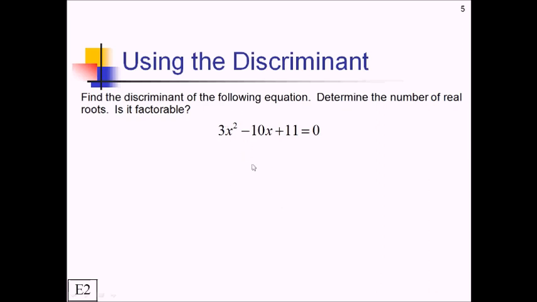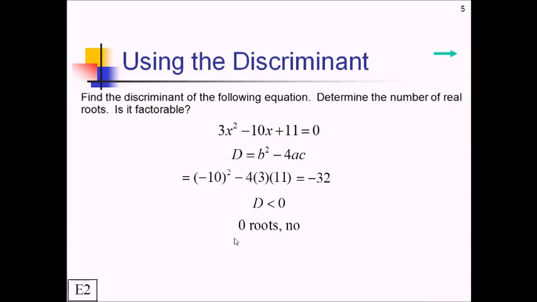Second example, we've got negative 10 squared minus 4 times 3 times 11. So that'll be 100. And let's see, this is going to be whatever 12 times 11 is, so 100 minus 132, so negative 32. So we have a discriminant that's less than 0. This means you're going to be trying to square root a negative number, which means you're not going to get any real answers, and therefore it's not going to be factorable.